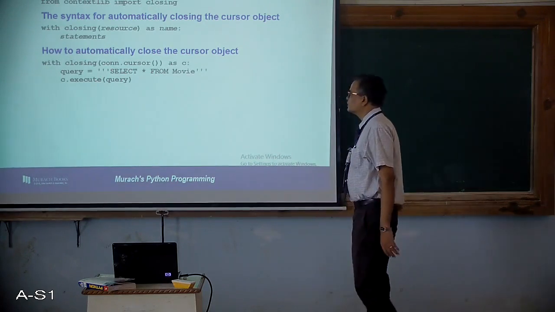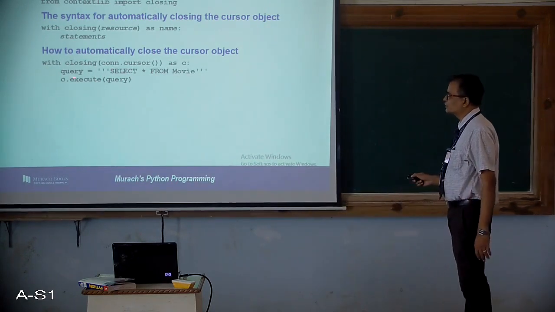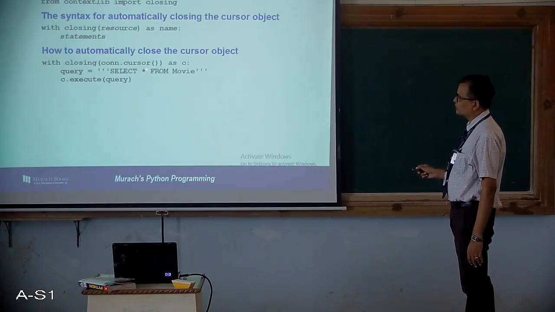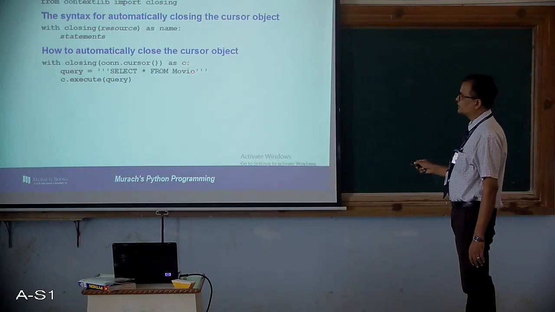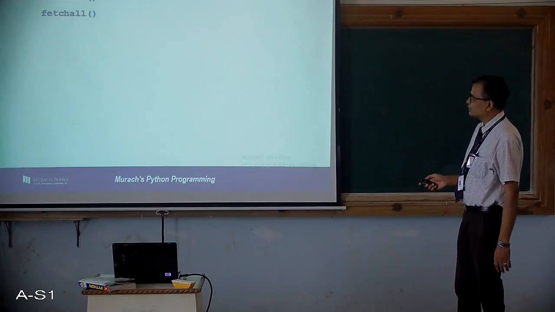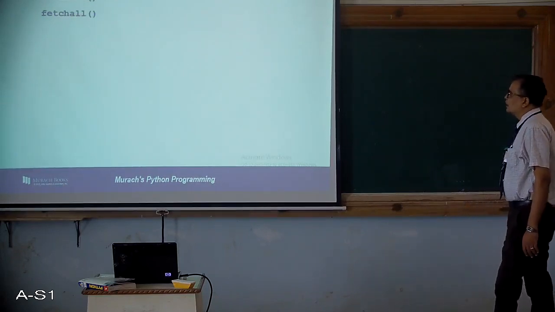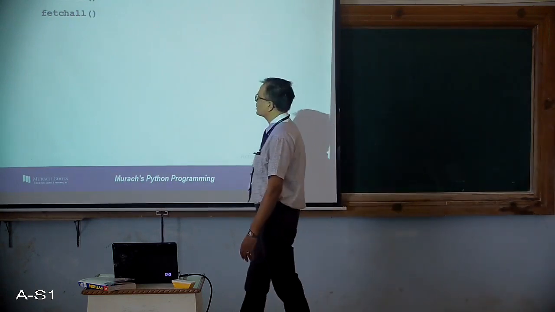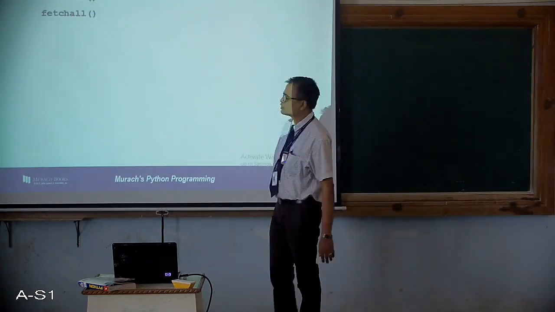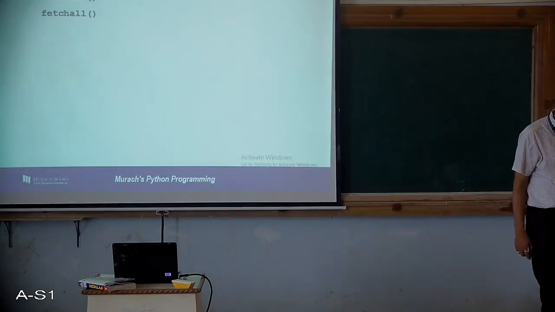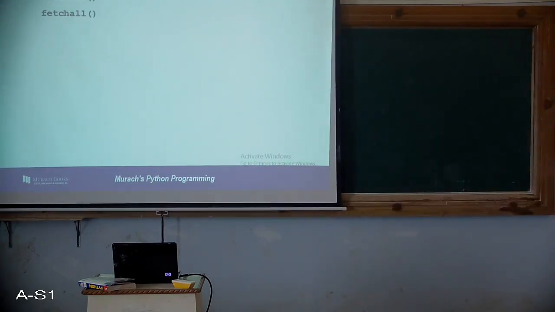So for automatically closing, we use the with closing command, and with closing will help you to give a name to a particular cursor, and further you can use that for executing a query. And once the cursor executes a command, you can use fetchone and fetchall functions for fetching a set of rows individually or all the rows at a time.